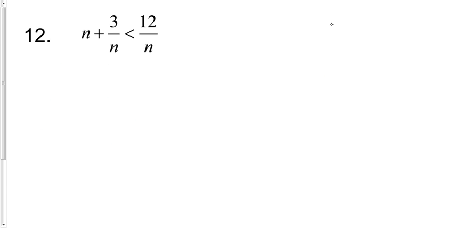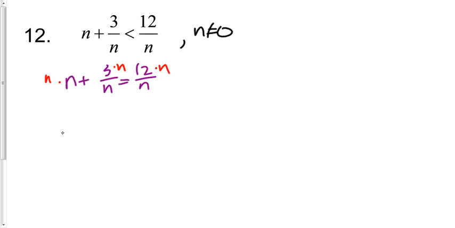The next one I want to do with you is number 12. We have an inequality again, so your first step is to state the excluded value. N cannot be 0 because if you plug in 0, your fractions are undefined. Now let's solve the related equation. N plus 3 over n equals 12 over n. I'm going to multiply everything by n to cancel out my fractions.